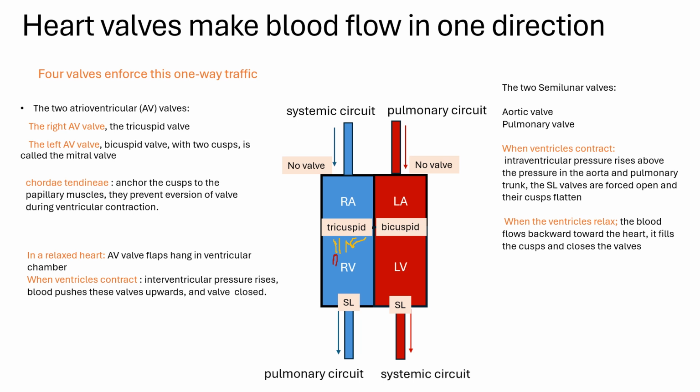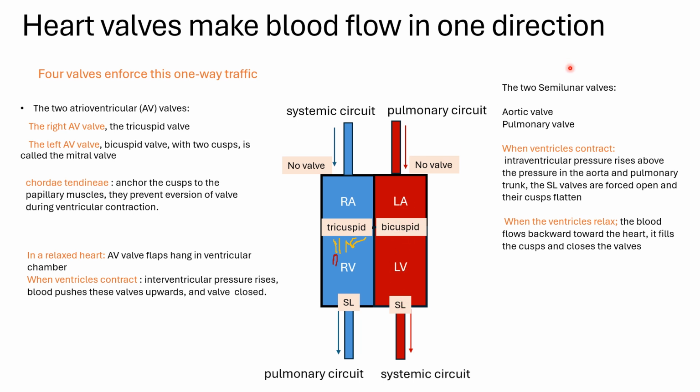But when the ventricles contract, the pressure rises inside the ventricle, and the blood pushes these valves upward and they close. So now the blood cannot go back into the right atrium. This is on the right side, and similarly on the left side the same happens: when the left ventricle contracts, the mitral valve closes. Now the blood cannot go into the left atrium.